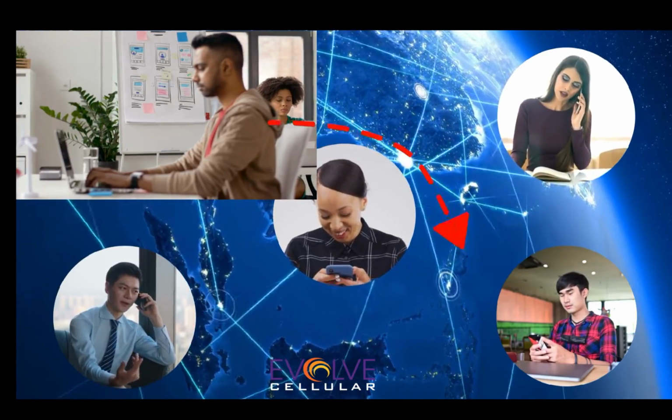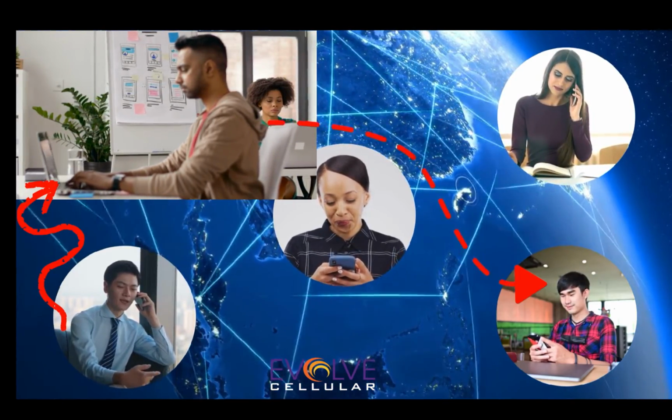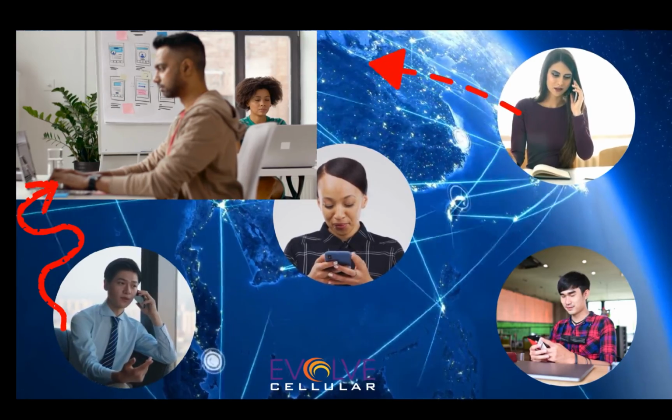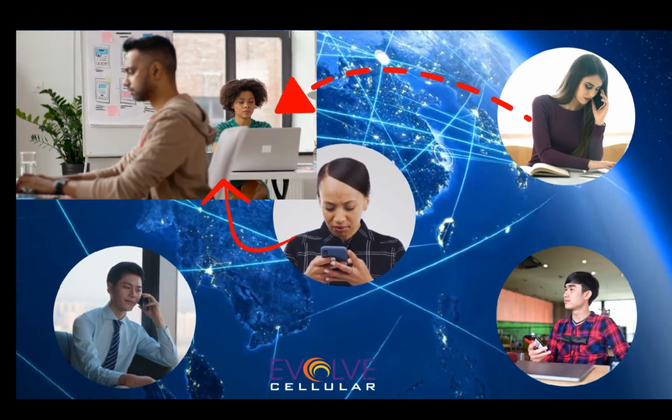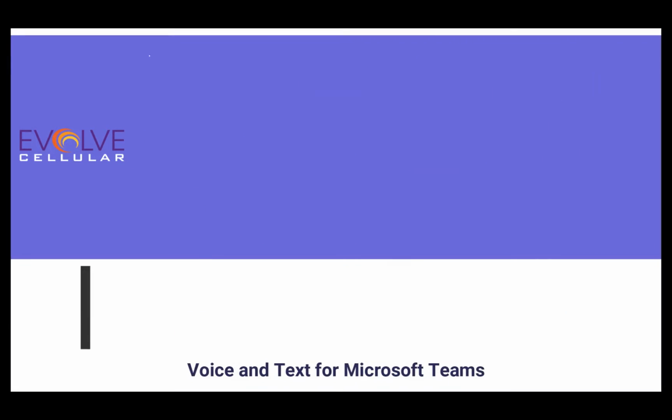Intro. In Teams, users can seamlessly chat and call other Teams users. With Evolve Voice and Text, making calls to cell phones and landlines is just as simple.